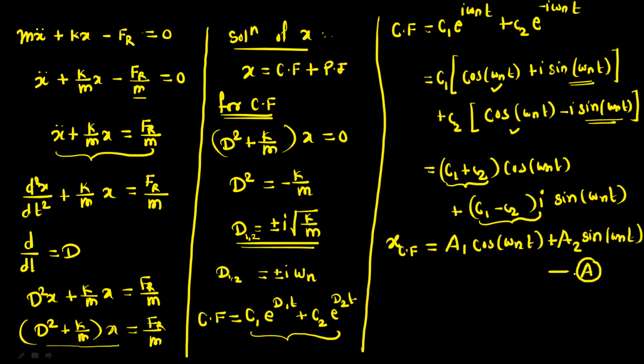Okay. Now we should find out the particular integral. We have got the value for the complementary function. Now next find out the particular integral. To find out the particular integral, you should take this complete equation as it is, that is D square plus k by m into x is equal to Fr upon m. If you want, you can take the screenshot.